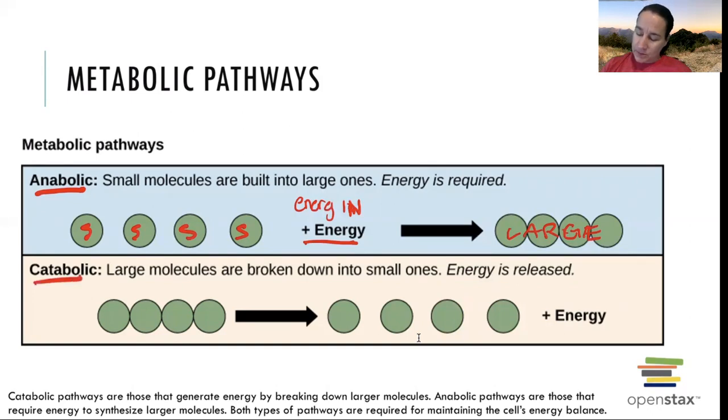Catabolic is just the opposite. It's going to take the large substance, and it's going to break those bonds. And when it breaks the bonds, it's going to release the energy. So now we have a whole bunch of small things, and when we broke the bonds, energy goes out. Energy is released when you break those covalent bonds, and we can harvest that energy in the form of ATP. If we were talking about glucose, we would harvest it in ATP. That's going to be our energy currency molecule that we are going to talk about.